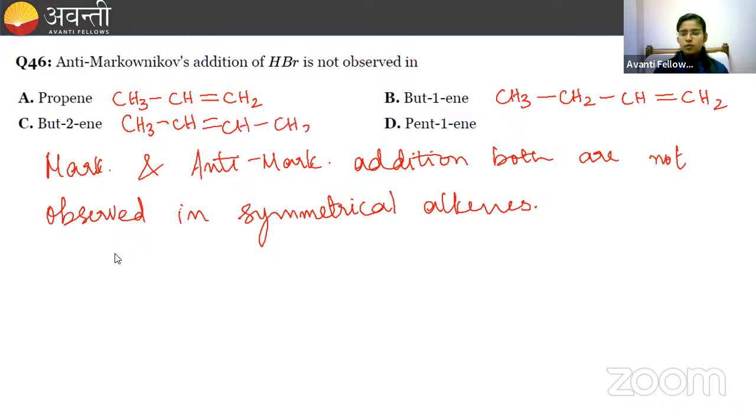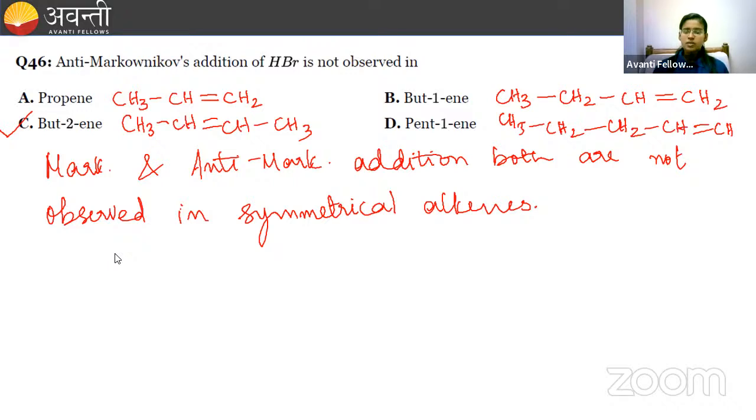So here you can see the molecule is symmetrical with respect to the double bond. So it is a symmetrical alkene. So the Markovnikov and anti-Markovnikov cannot be observed. Okay. So that is the correct answer. And the pent-2-ene, if you want to check, it is CH3-CH2-CH2-CH=CH2.